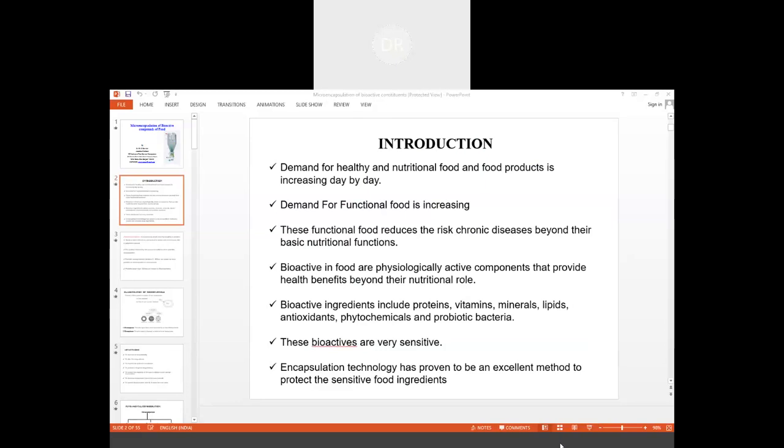These bioactives are very sensitive to light, oxygen, temperature, etc.